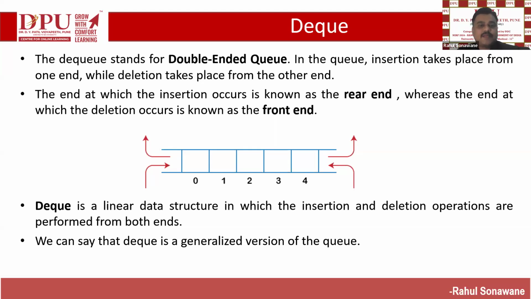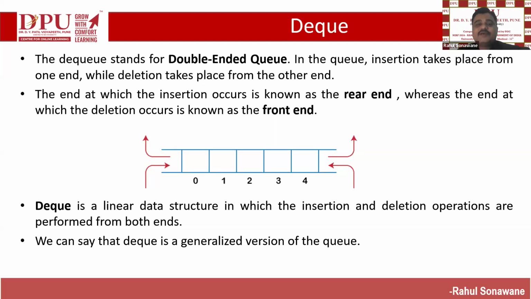Now, if my queue is such that I can insert from both the ends, and I can also remove the element from both the ends, then such a kind of queue is called a double-ended queue. Obviously, it will be a tricky one. It will be difficult to implement, right? Because here we need to keep track of which end we are going to insert the value from, as well as which end we are going to remove the value from, because both the ends are now capable of insertion as well as deletion.